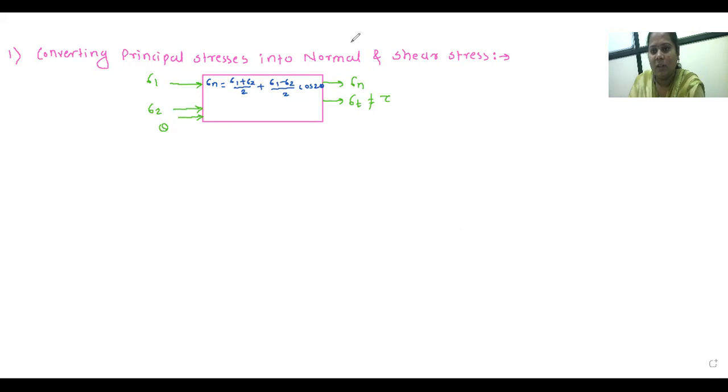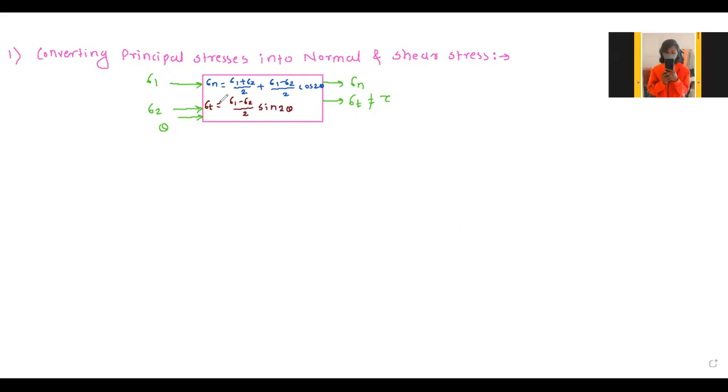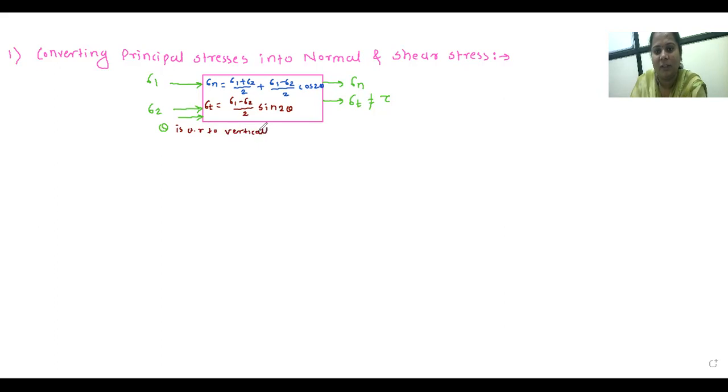Now we will see which equation is used for finding the shear stress. Sigma t is equal to (sigma 1 minus sigma 2) by 2 sine 2 theta. By using these two equations, we have converted principal stresses to normal and shear stresses. And here theta is given with respect to which axis? Theta is with respect to the vertical axis. So this is our first point.